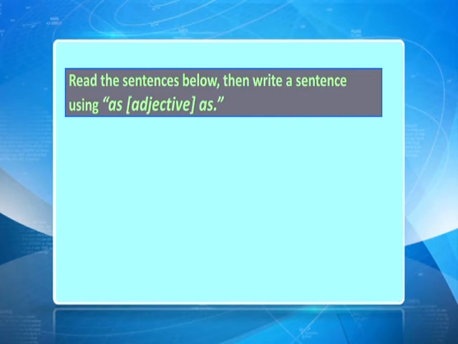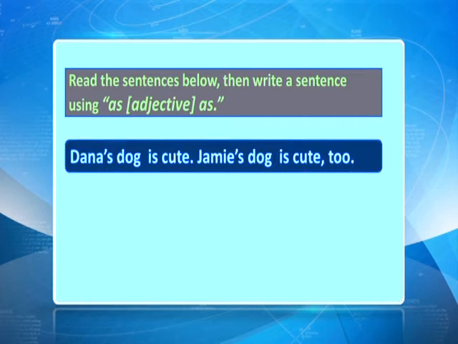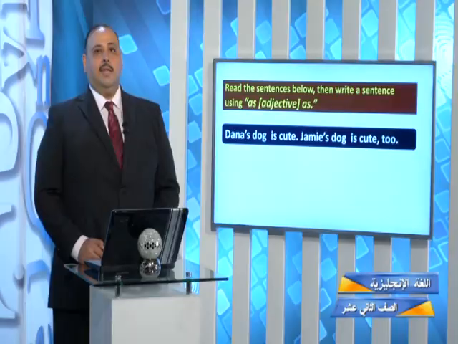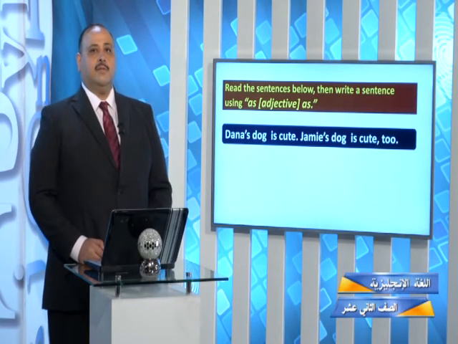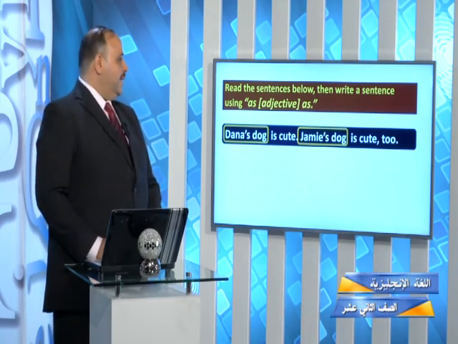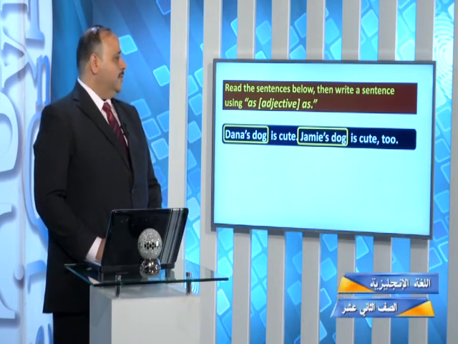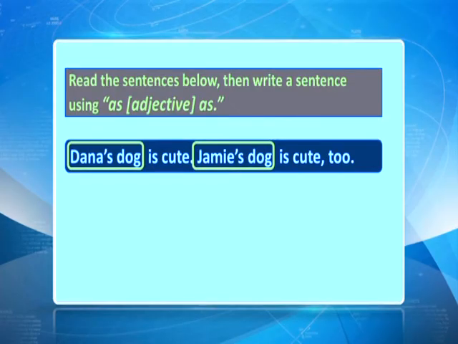All right, let's see this exercise. Read the sentences below, then write a sentence using as, adjective, as. Dan's dog is cute. Jimmy's dog is cute too. Now let's see. What is the similarity here? We have two nouns. What are the two nouns? Dan's dog, Jimmy's dog. Okay, what do they share? They share one adjective, which is cute.